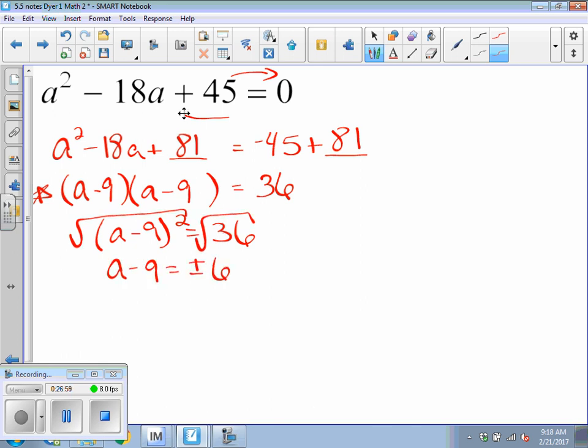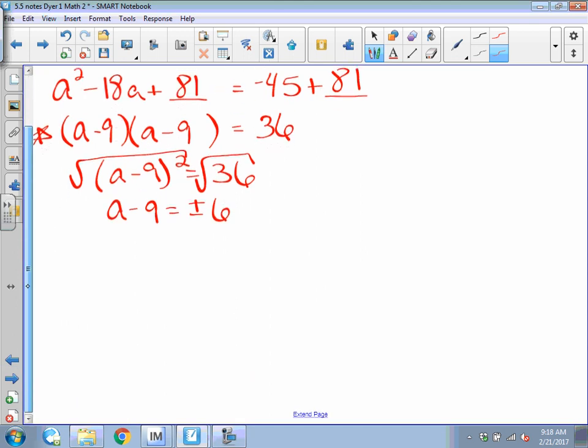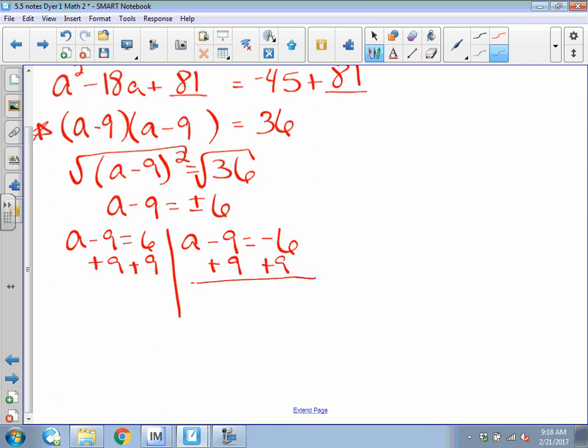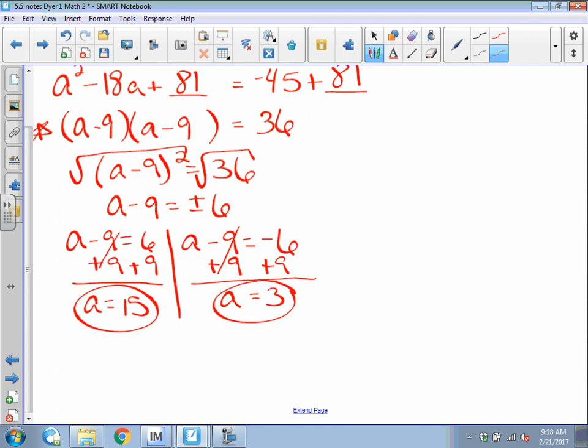That was nice because it was a nice whole number. So a minus 9 equals 6, and a minus 9 equals negative 6. So we're going to add 9 to both sides. So a equals 15, and a equals 3. Okay? Any questions? Let's do another one. Anybody have any questions?